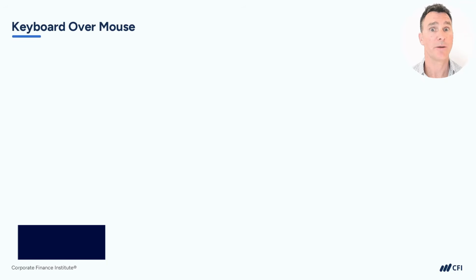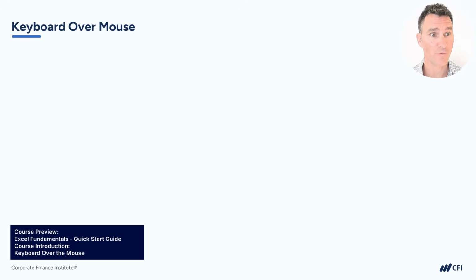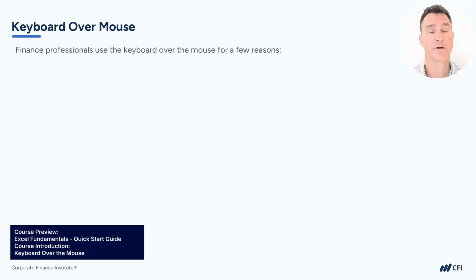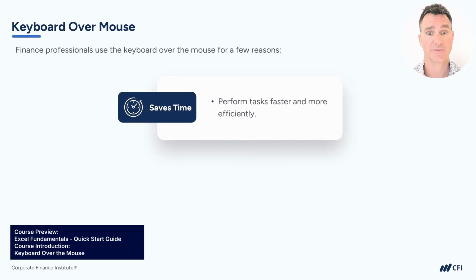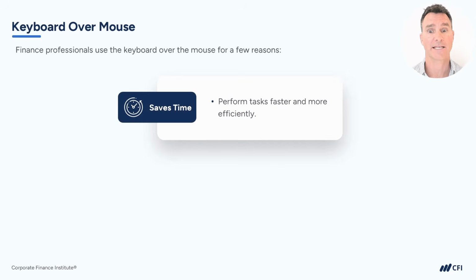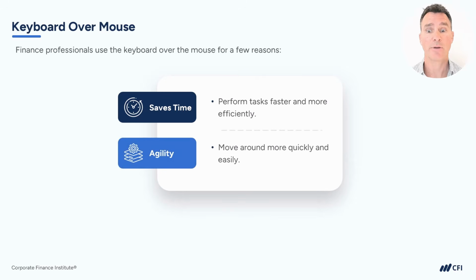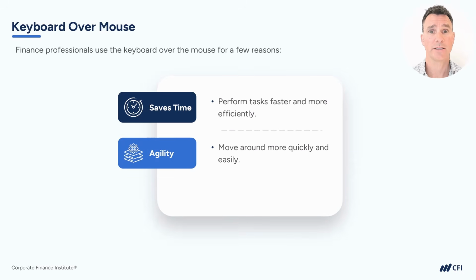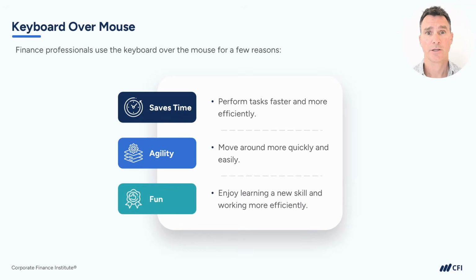Now, let's talk here about why we would choose the keyboard over the mouse. As you can see, finance professionals use the keyboard over the mouse for a few different reasons. Number one, it definitely saves time. It allows you to perform tasks even faster and more efficiently. And also, it improves your agility, allowing you to move around more quickly and more easily. And finally, it's actually kind of fun. You're going to be learning a new skill, and you're probably going to really enjoy working much more efficiently.